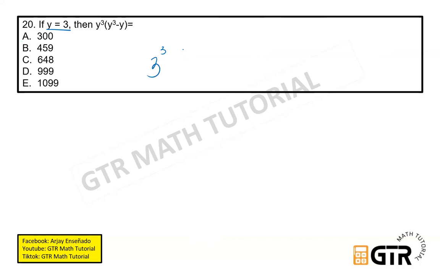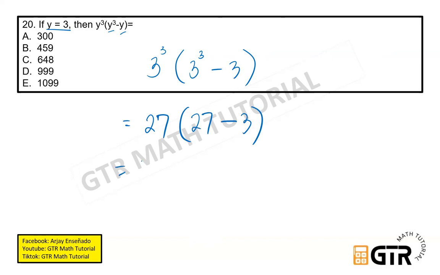Okay, so we have 3 cube multiplied by y cube. So y cube. So another 3 cube yan. Minus the value of y is 3 ulit. Okay, so simplify lang natin yan. So simplify 3 cube. That is 3 times 3 times 3. That will be 27. And then 3 cube ulit. So another 27. Minus 3. Therefore, we have 27. Unahin ang nasa parentheses. 27 minus 3, that will be equal to 24.